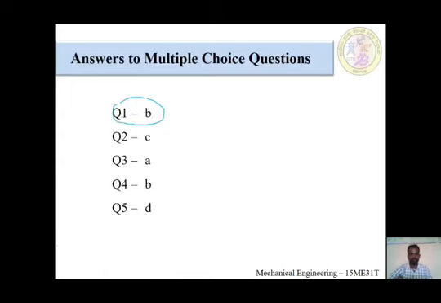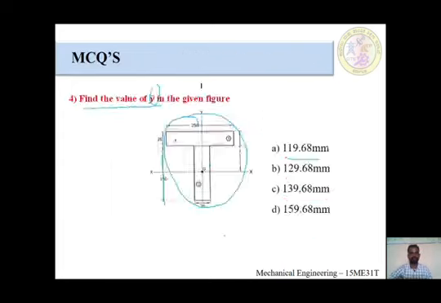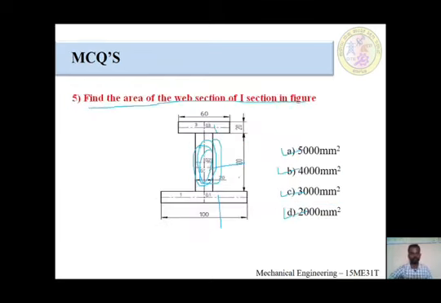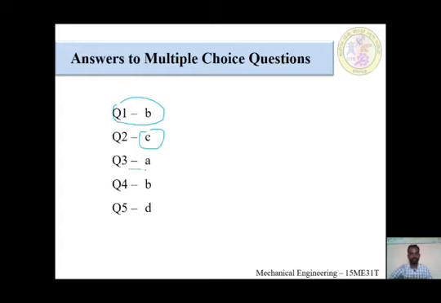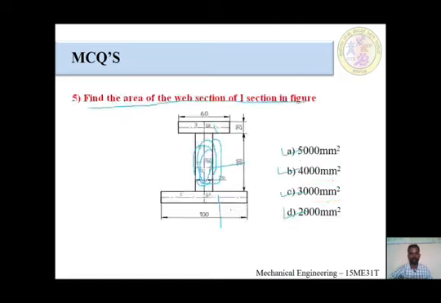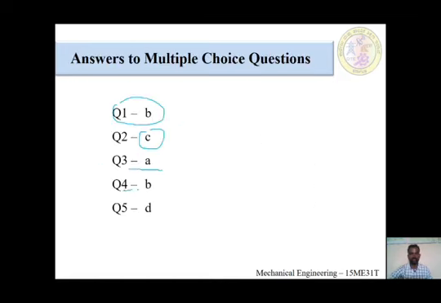And second question answer is C. We have to find out Iyy. The answer is this one: 2305833.34 millimeter raised to 4. The answer of Iyy is C. And third MCQ question answer is A. This one. The area of top flange is A, 1200 millimeter square.